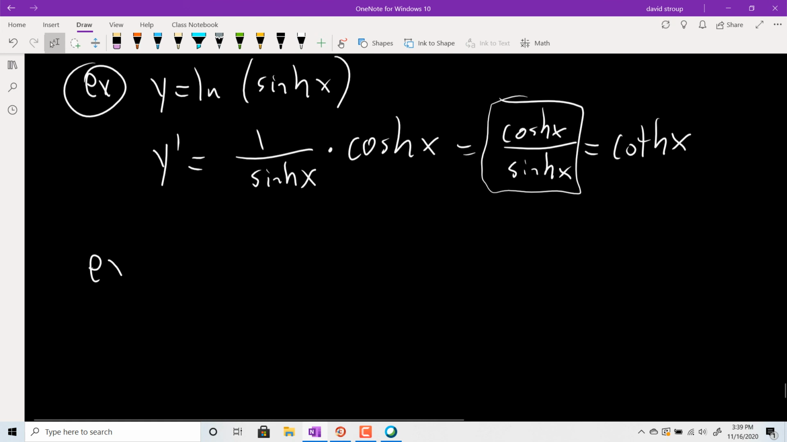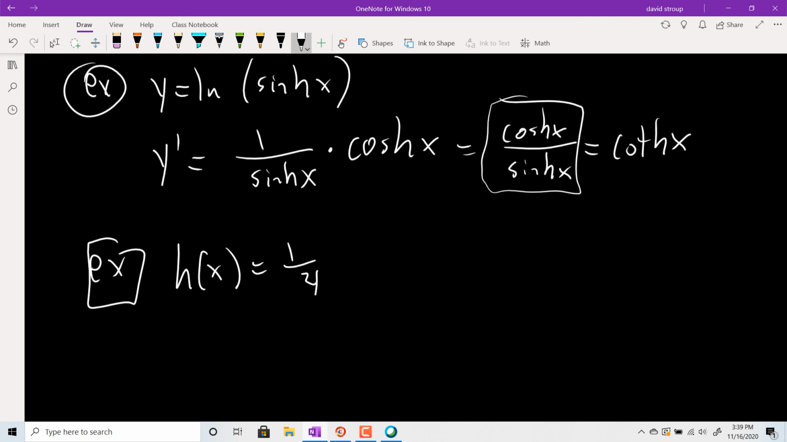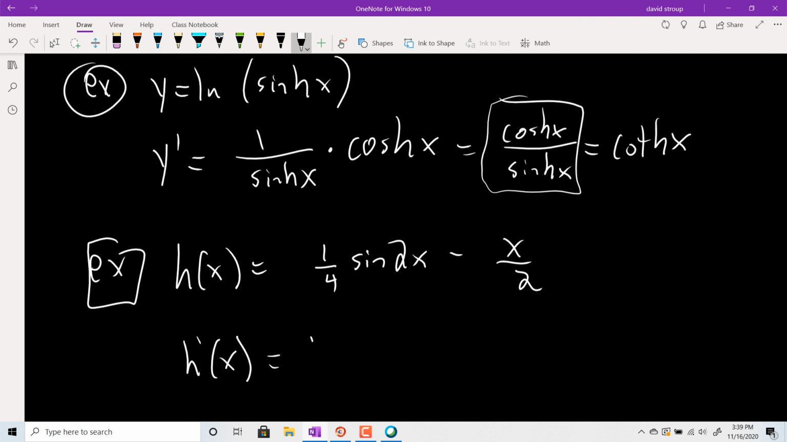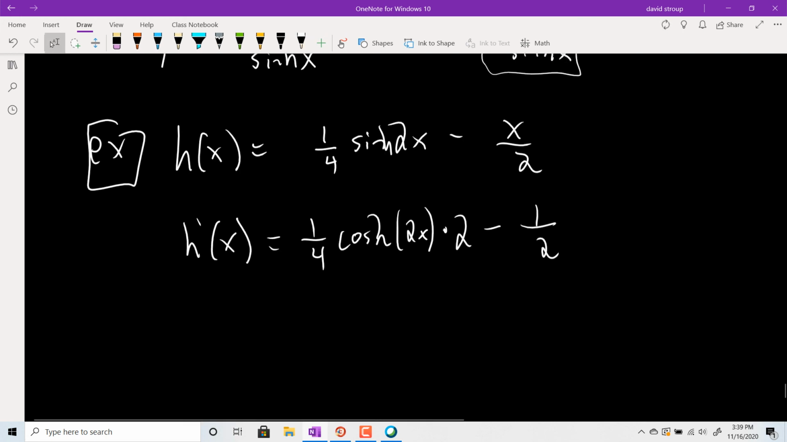Let's look at another one. So we have h of x equals 1/4 sinh of 2x minus x over 2. Okay. Whoops, got carried away with my 1/4. It's just floating out there in the middle of nowhere. Okay, so h prime of x, what do we have? 1/4. This should be sinh, not sin. Derivative of sinh is cosh. 2x, and then the chain rule, the derivative of 2x is 2, minus derivative of x over 2 is just 1/2.